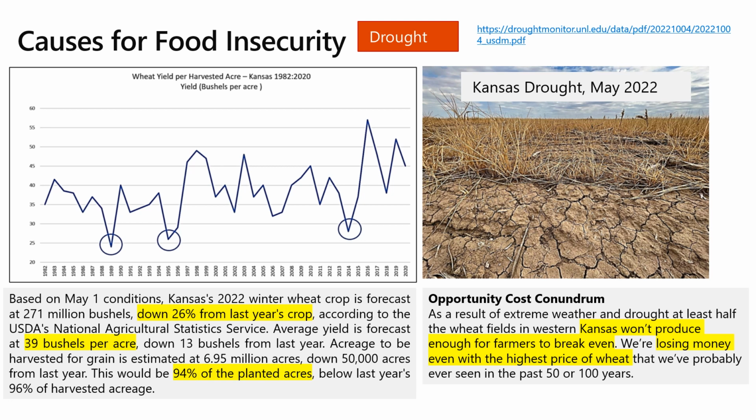On one side we have higher inflation rates; during 2022 the prices of basic commodities like food are very high. On the other hand, we are seeing yield losses due to drought. As a result of extreme weather and drought, at least half of the wheat fields in western Kansas won't produce enough for farmers to break even. We are losing money even with the highest price of wheat that we have probably seen in the past 50 or 100 years, as per a statement from Kansas wheat farmers.